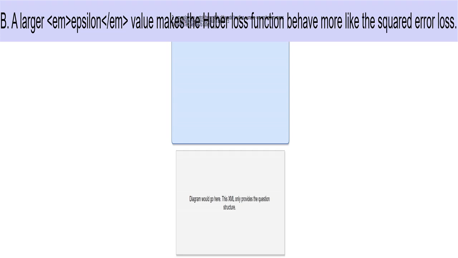I'm asking you if this statement is true. Think about the Huber loss function. It's a blend. If epsilon is large, the squared part of the loss dominates. This statement is therefore true.